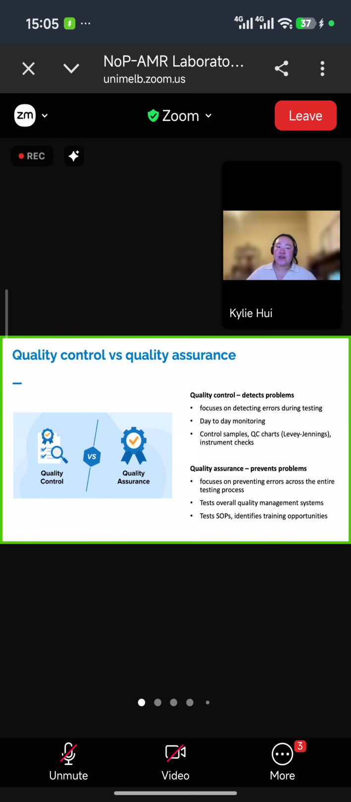With quality assurance, the focus is a little bit different. It's used to prevent problems. For example, it focuses on preventing errors across an entire testing process. It tests the overall quality management system, and the things that it tests can be like SOPs, so your procedures, and it identifies training opportunities as well. So in quality control, we're really detecting a problem for a specific test, whereas in quality assurance, we're preventing problems because we're looking at the errors across an entire process.